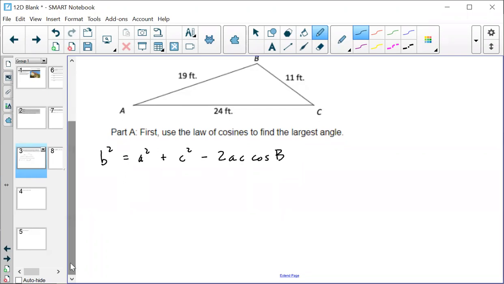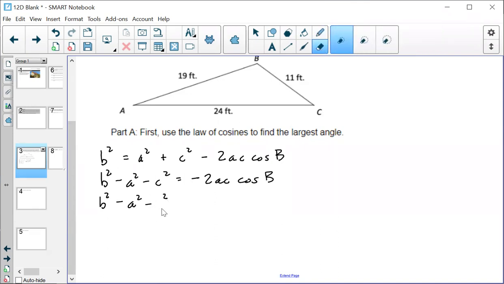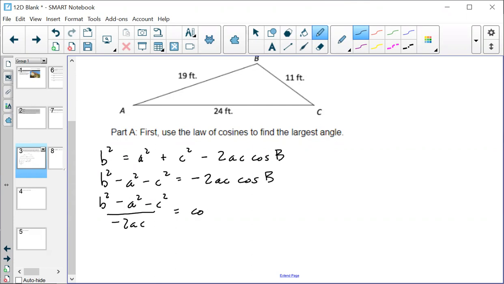And I'm going to rearrange this a bit. I'm going to leave the B squared where it is on the left for now, and then write A squared minus C squared, and this is equal to negative 2AC cosine of B. Then if I divide by the coefficients of the cosine of B, we're going to have B squared minus A squared minus C squared over negative 2AC, and that's still equal to the cosine of B.